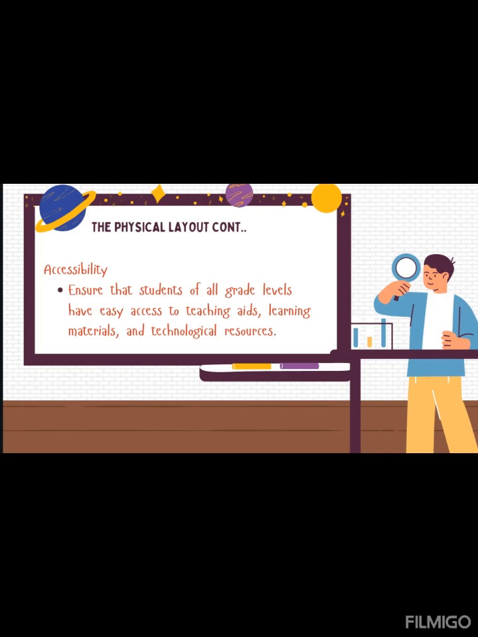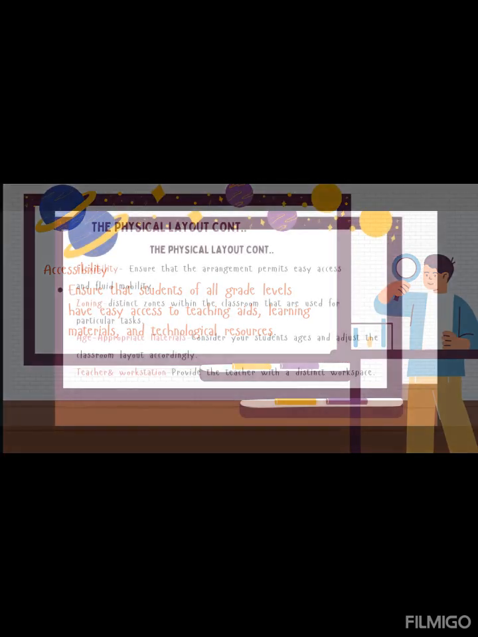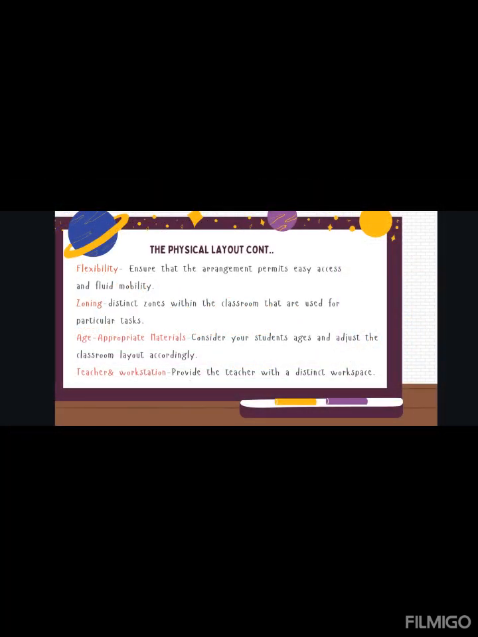Now let us look at accessibility of resources. In a multigrade classroom, we ought to ensure that students of all grade levels have easy access to teaching aids and learning materials. We can do so by organizing resources in labeled storage places for quick retrieval and make sure that the materials are accessible to students of all ages.